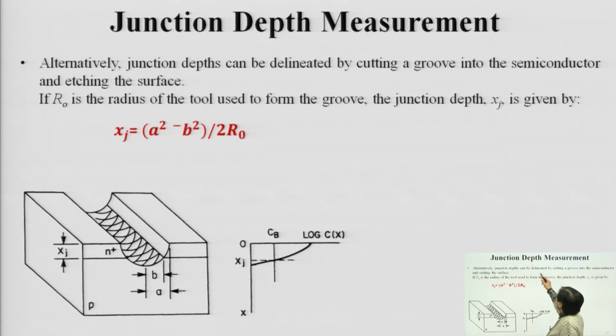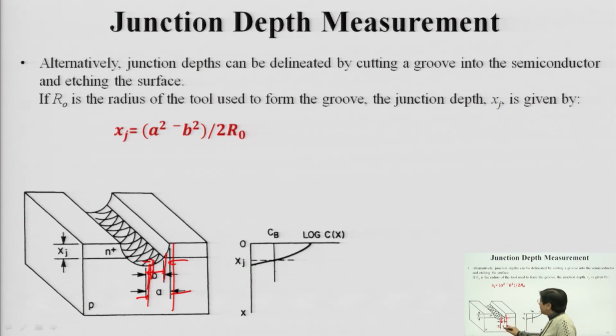Another method is that you can delineate, that is, you can cut the portion. In the previous method we etched at an angle of 1 to 5 degrees. Here, we have properly cut the portion with some tool. You have a cutting tool with which you create a groove and etch away that surface, and then you carry out the measurement of this particular portion. From where it has cut to the center we call A, and the small portion, the curvature here, we call B.